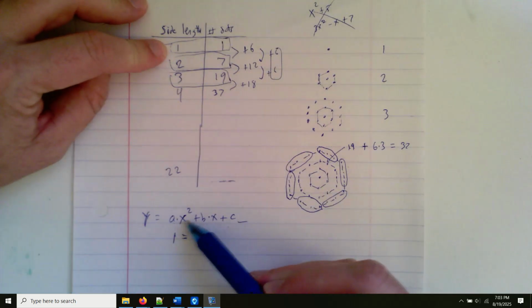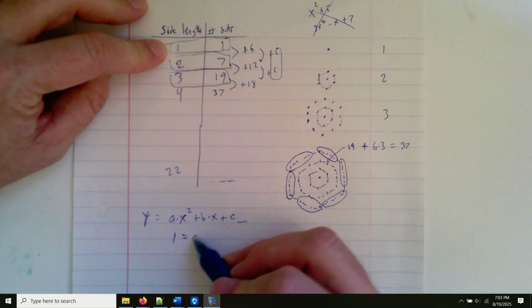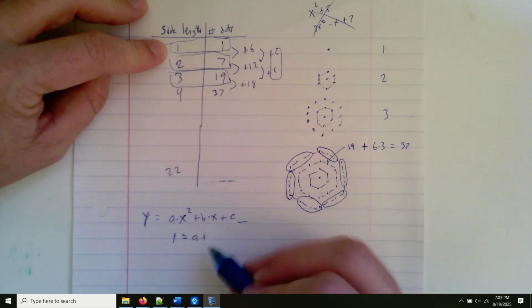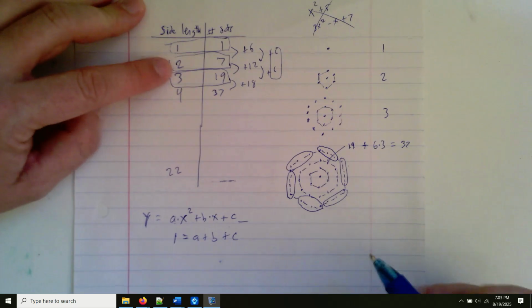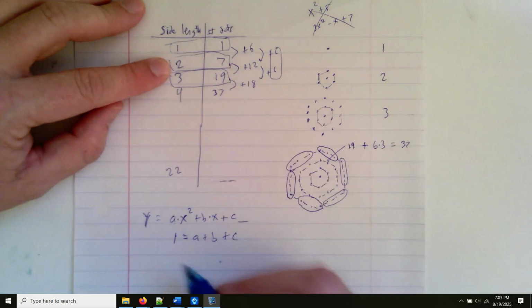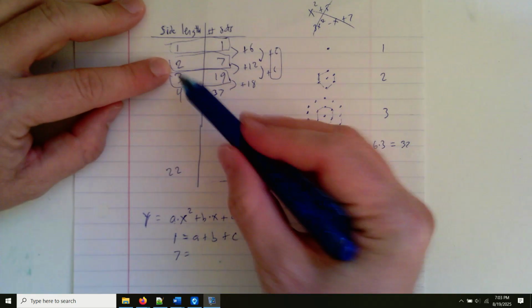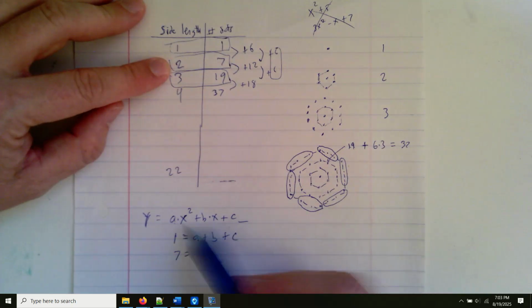So a times 1 squared is just a. B times 1 is b. And then c is just itself. Okay, let's plug in another point. So here the y value is 7. I'll plug in the x value of 2 into this equation again.